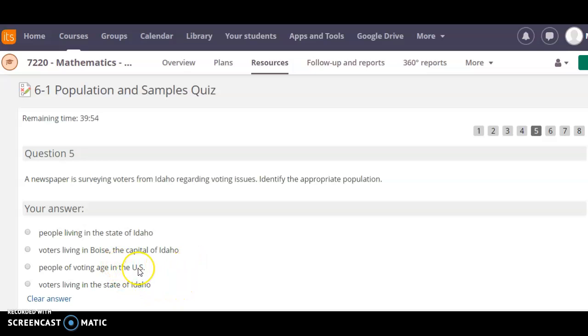People of voting age, because just because you're voting age, you may not be a voter, you may not be registered to vote. So the best one would be voters living in the state of Idaho because your population is the voters.